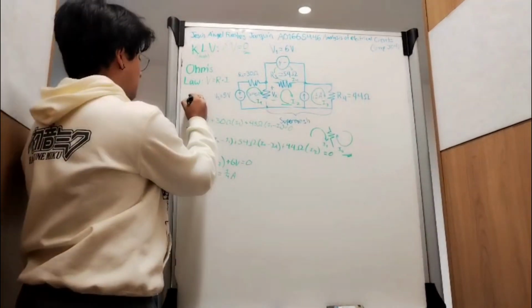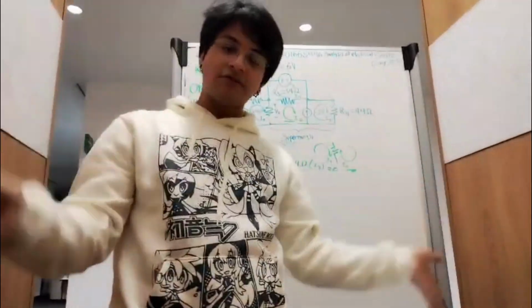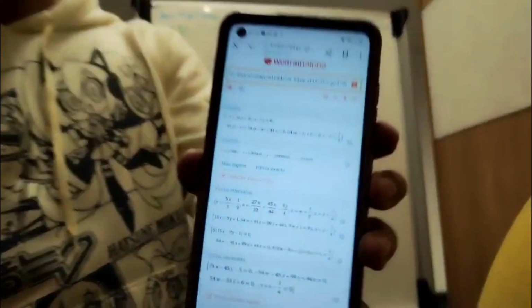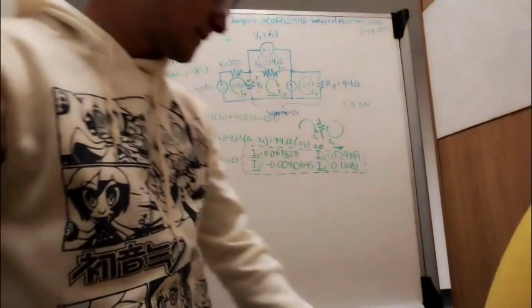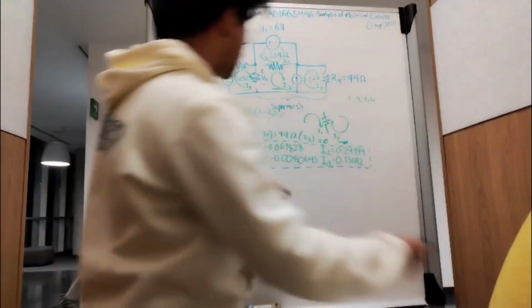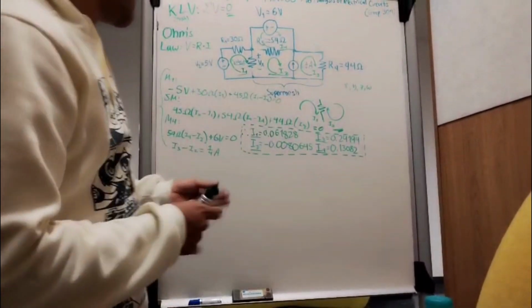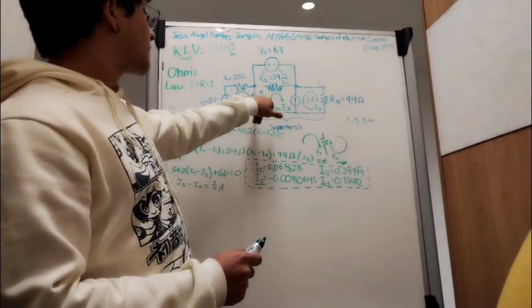And well, here we have a system of equations that we can solve in different ways. We'll be working with an external calculator. So, using an external calculator, we solve the system of equations. The system of equations was going to give us the solution for each one of the currents. Now, what are we going to do with those numbers? We need to solve for the Vx.